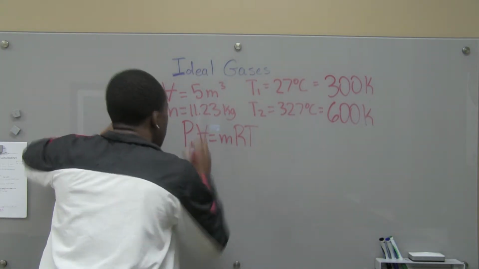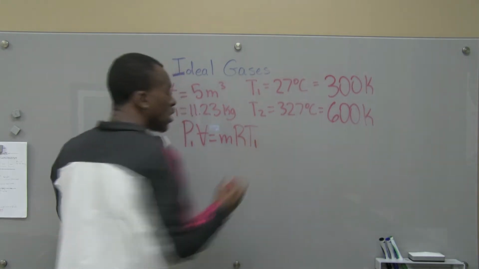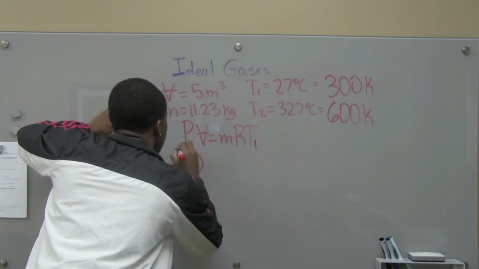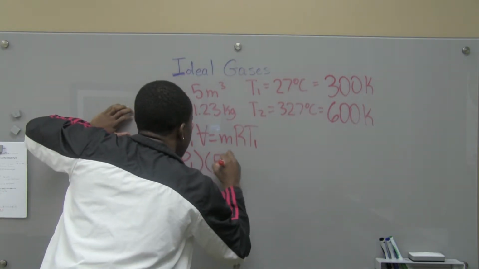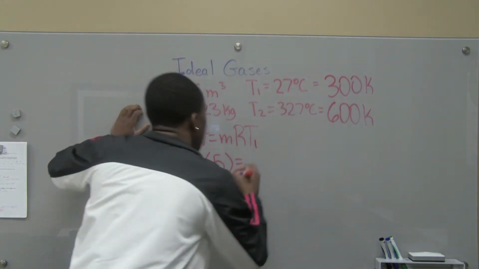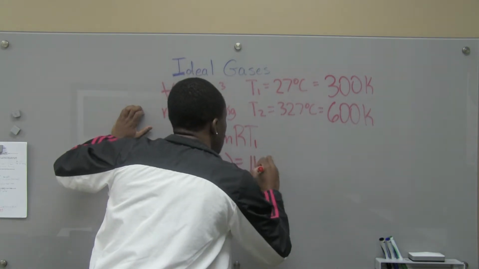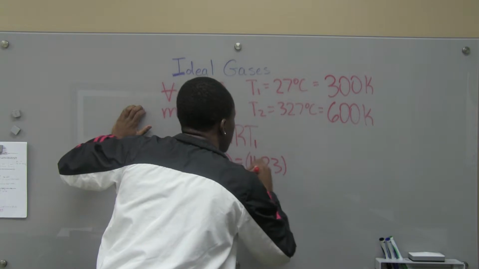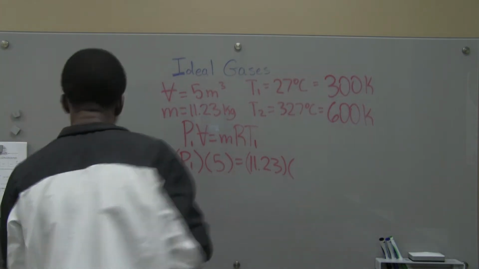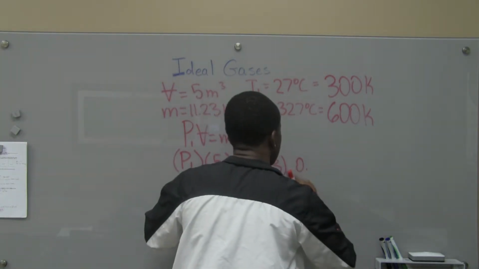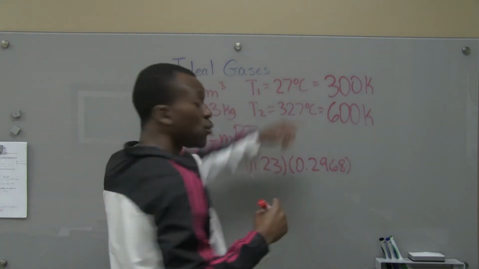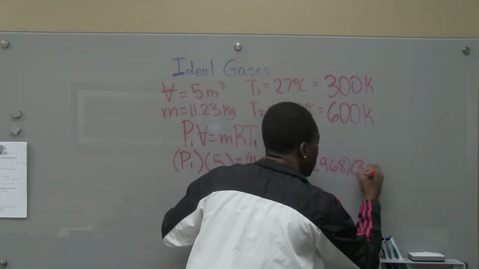So we can basically say P1 is equal to mRT1 over V, right? I'm not going to be writing the units so much since we're getting better with units as we're going along in time, right? This m is 11.23. This R for nitrogen is 0.2968. And then that T1 is 300 because we're dealing with Kelvin.